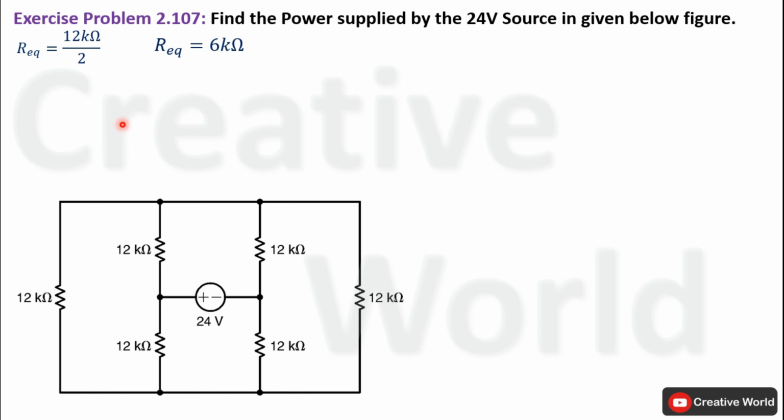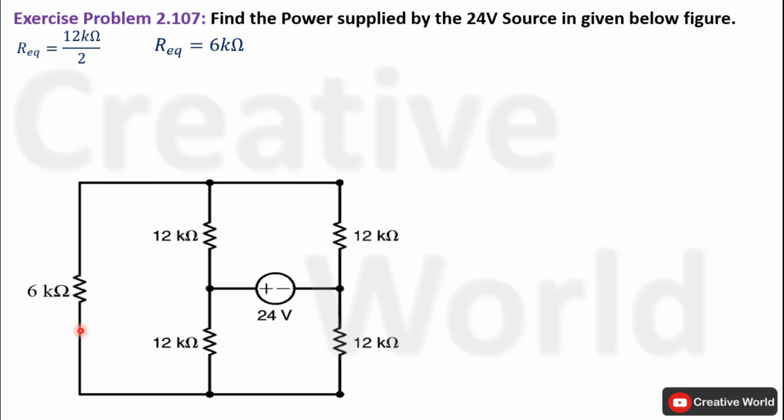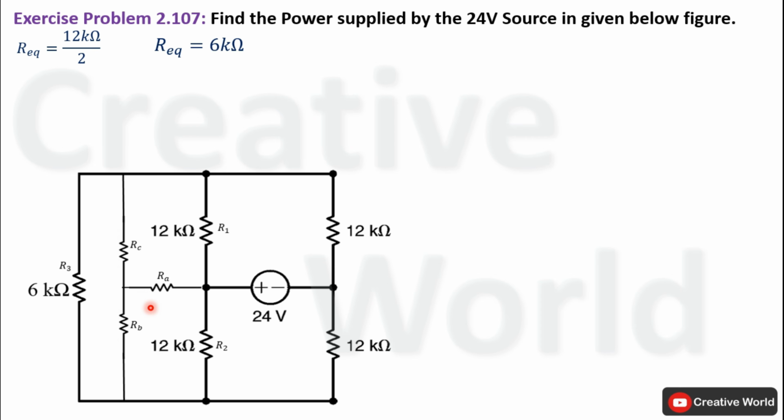Now we can modify the network by replacing these two resistances with a single resistance having the value of 6 kilo ohm. For further simplification of the network, we have to convert these three resistances that are connected in delta configuration into star configuration. For that purpose, we will place a star connection inside this delta configuration. This is a star configuration placed inside this delta configuration, and we are interested in calculating the values of these three resistances in star configuration labeled as RA, RB and RC.